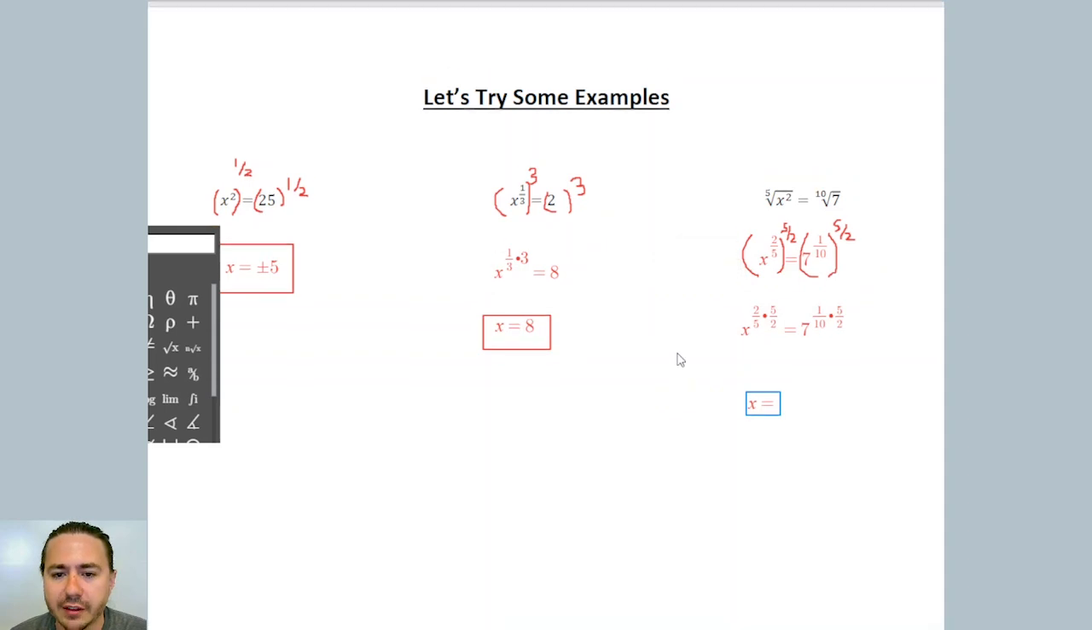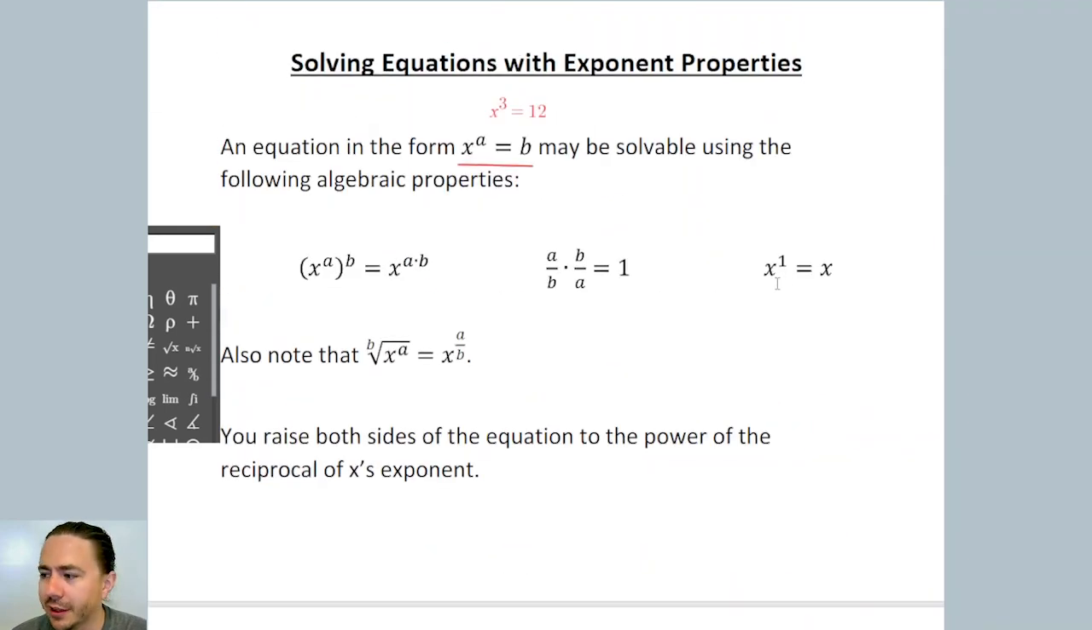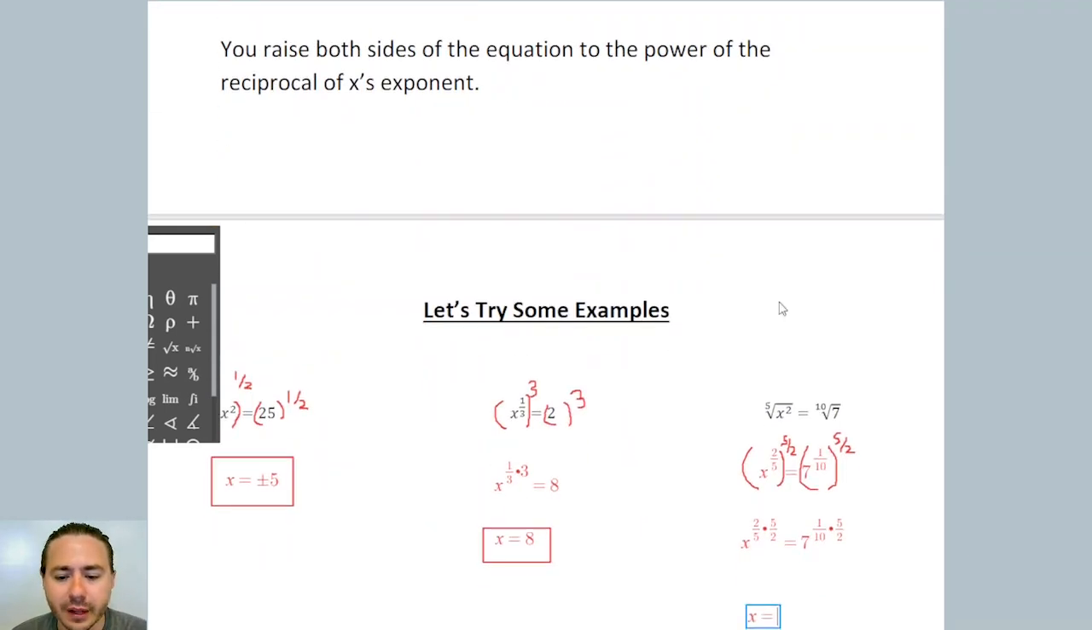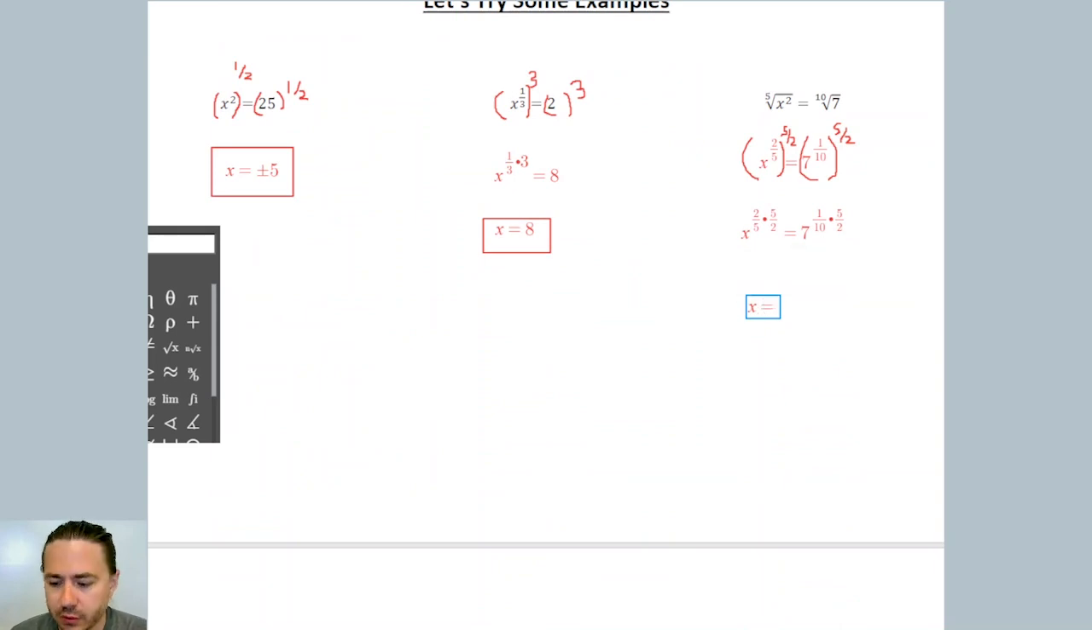We want to end up with x to the first power, because as we discussed earlier, x to the first power is just x. So we've got x equals 7 to the power of this little product here. So we have 1 times 5 is 5, 10 times 2 is 20, so we get 5/20ths. Now that can be reduced. Both of these are divisible by 5, so that would be 1/4. So this is an acceptable answer. What this essentially is, is the 4th root of 7, or 7 to the 1/4 power.